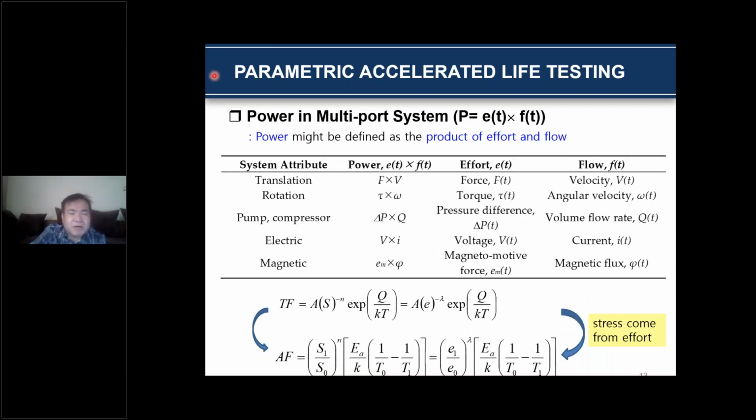This is the power of the multi-physics system. Power can be defined as the product of effort and flow. For example, for a translational system, effort is a force and flow is a velocity. In this case, stress is the cause of the effort. And finally, we can simplify the acceleration factor as the ratio of the effort and the temperature.